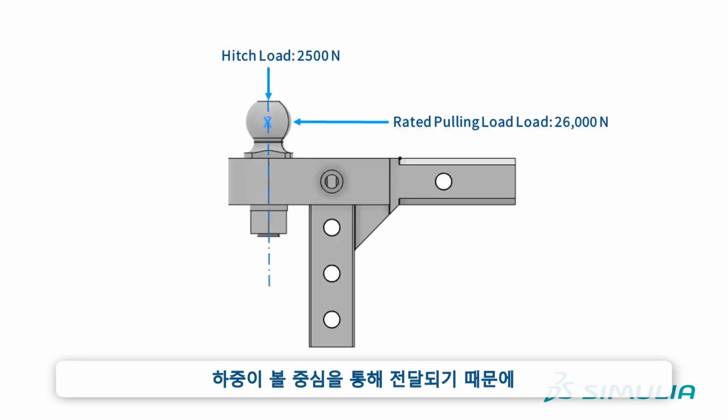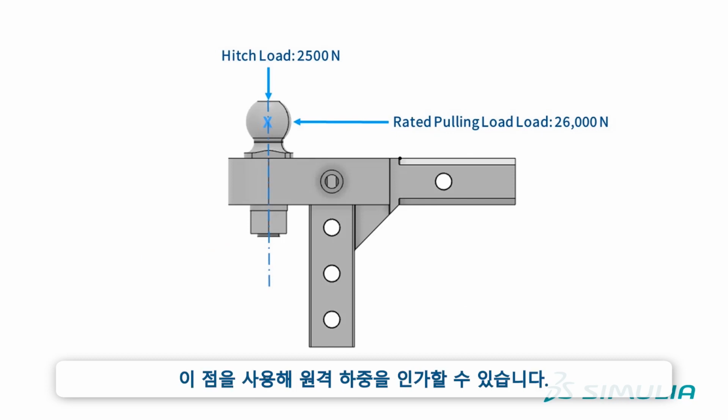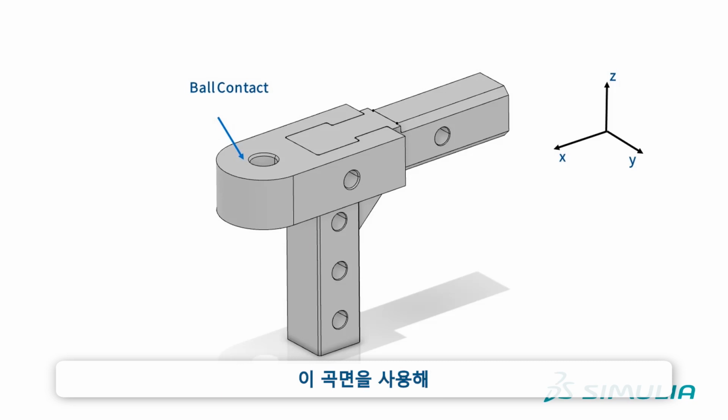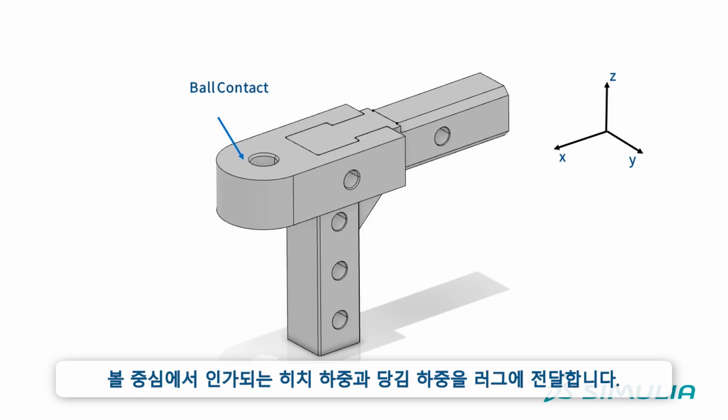The loads are transmitted through the center of the ball. So, we will create a point at this location. We can use this point to apply a remote force. We also need to create a surface where the ball contacts the lug. We will use this surface to transmit the hitch and pull loads applied at the center of the ball to the lug.